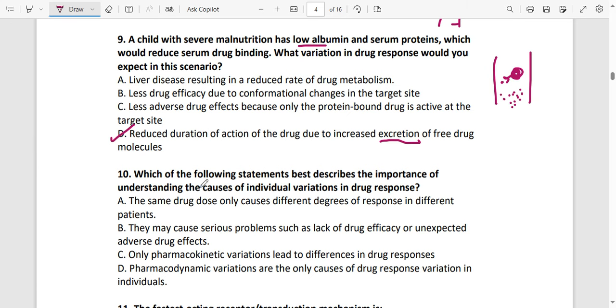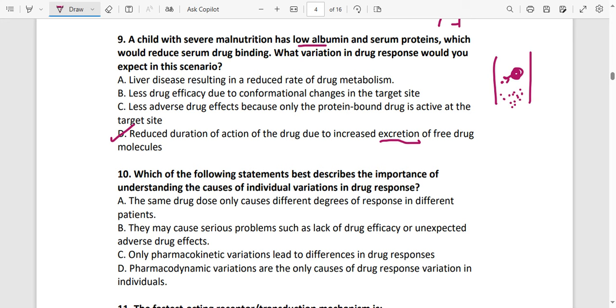Number 10, which of the following statements best describes the importance of understanding the cause of individual variation in drug response? Why should I understand why a certain drug can work in me and not in the other person? Or the variation in differences in how drugs work? A, same drug dose only causes different degrees of response in different patients. B, they may cause serious problems such as lack of drug efficacy or unexpected adverse drug effect. C, only pharmacokinetic variations lead to differences in drug response. D, pharmacodynamic variations are the only cause of drug response variation in individuals.